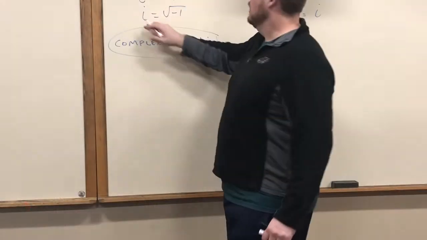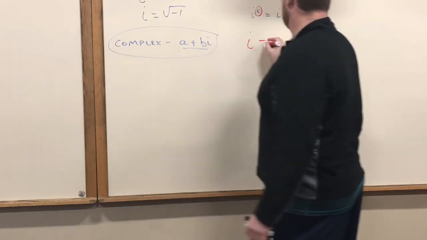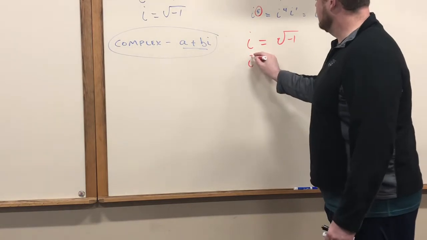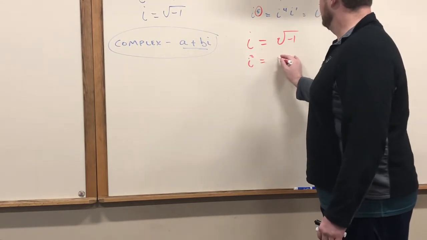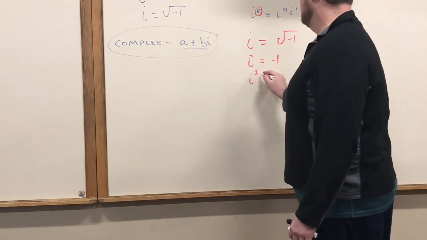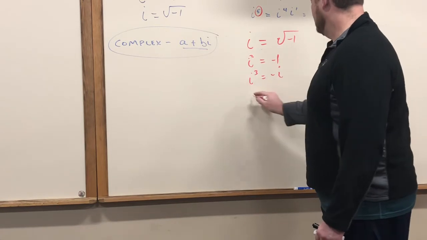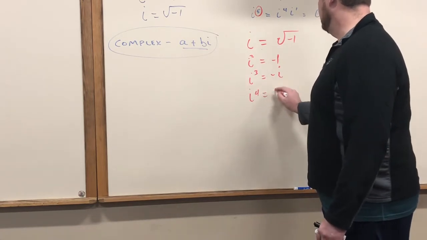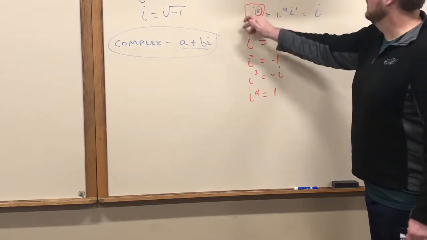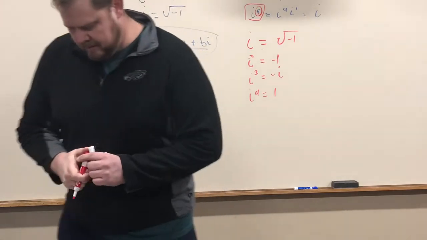So, i, just for those, is the square root of -1. i squared is -1. i cubed is going to be -i. i to the 4th is going to be 1. So what you do is you just break down whatever that exponent is into methods that you can do.